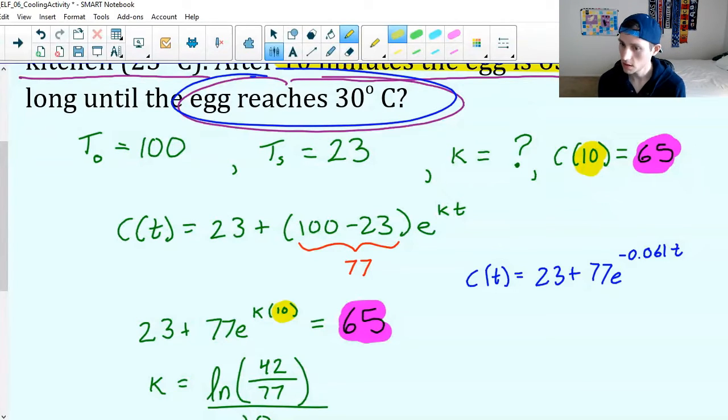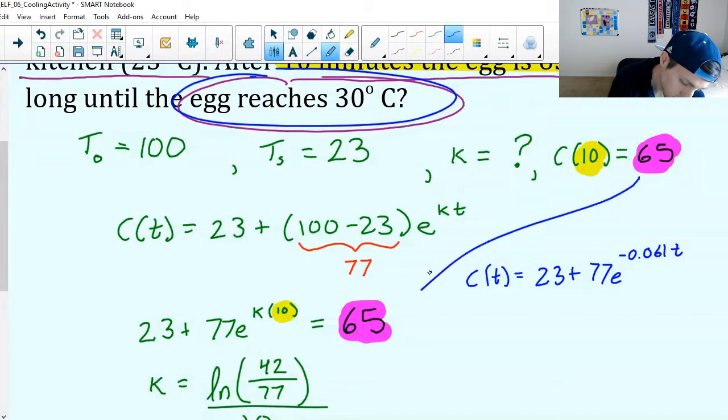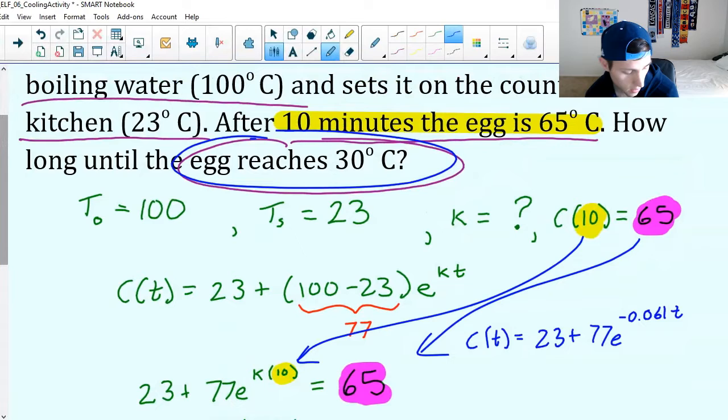Cool. So like I was saying, somebody asked years ago, whenever I was last live, where the 65 came from. The initial problem tells us that after 10 minutes, the egg is 65 degrees. So we can use that information to solve for what K is. I know that if I plug in 10 for T, the final answer that I should get is 65. So that's why I set it equal to 65. I don't remember who asked that question, but hopefully that makes sense.